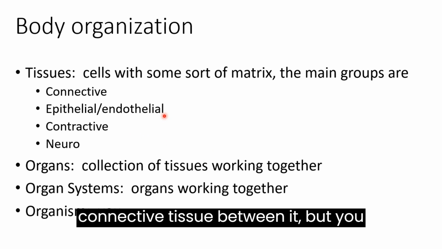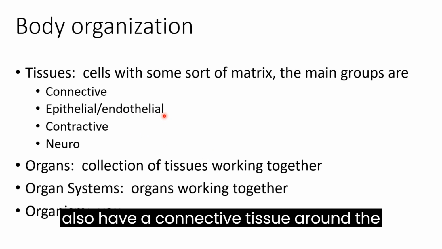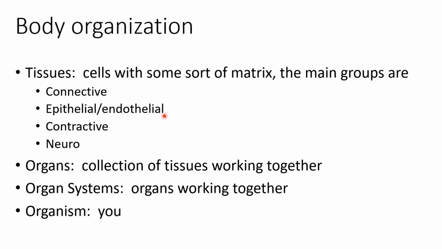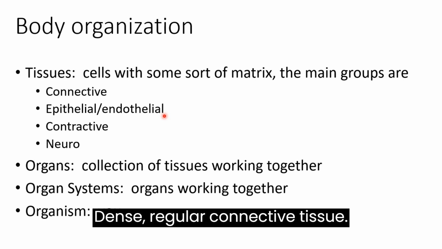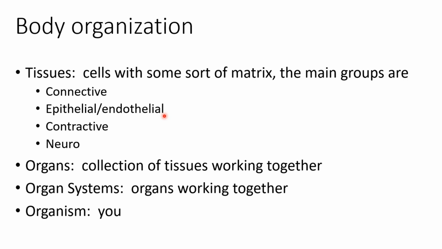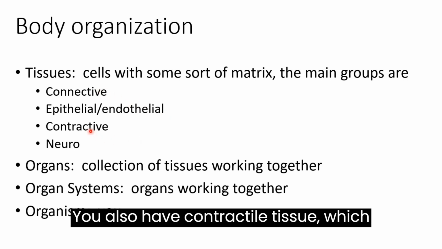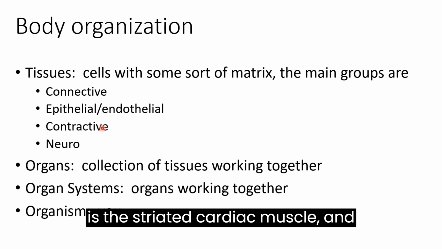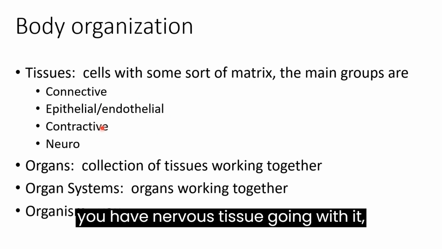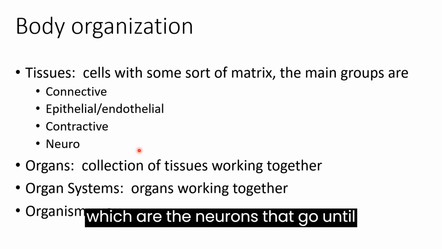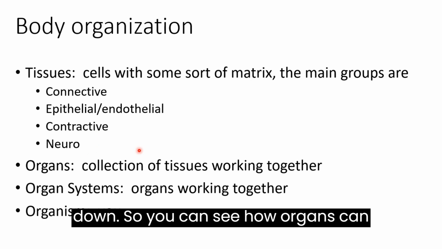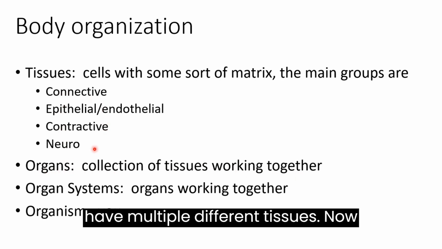You also have connective tissue between it, but you also have a connective tissue around the heart, dense irregular connective tissue. You also have contractile tissue, which is the striated cardiac muscle, and you have nervous tissue going with it, which are the neurons that go and tell the heart to either speed up or slow down. So you can see how organs can have multiple different tissues.